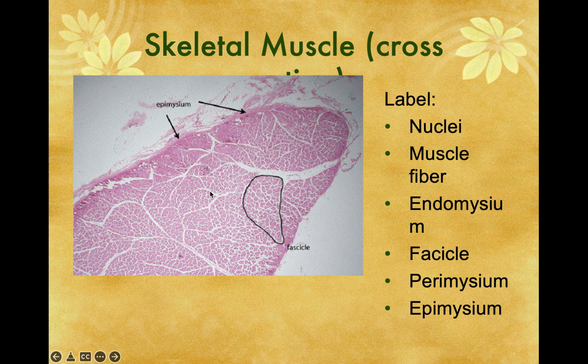So 2 points, 1 for saying skeletal muscle, 1 for making it pink, and then nuclei, muscle fiber, endomysium, fascicle, perimysium, epimysium. That looks like 3, 6, 7, 8 points for that one.